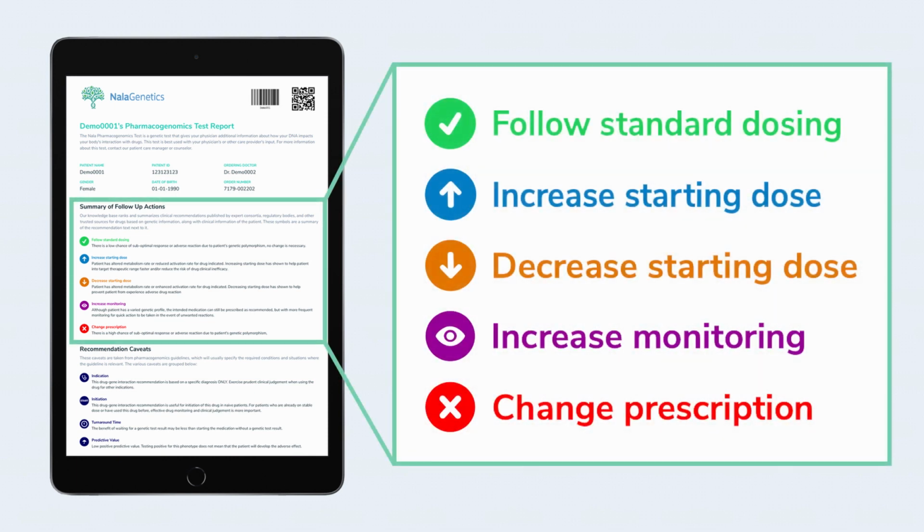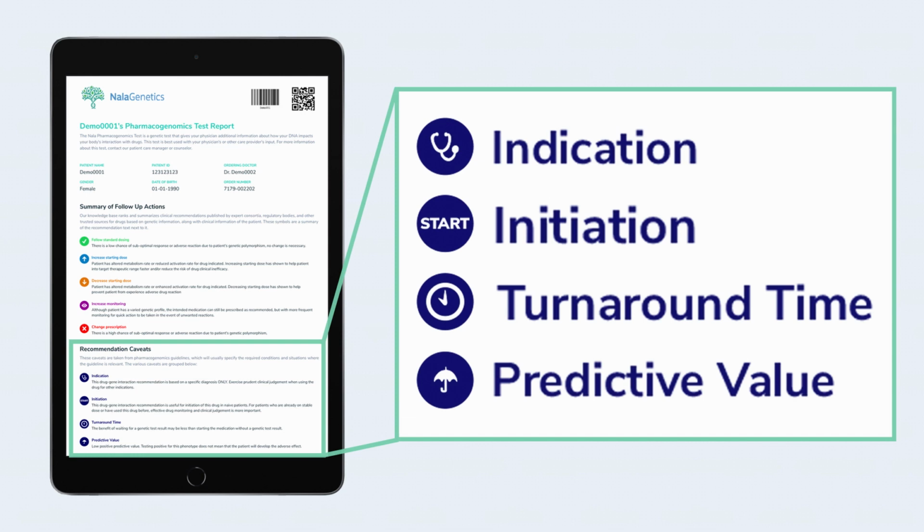Explain symbols of each follow-up action and the meaning of them. Follow standard dosing, increase starting dose, decrease starting dose, increase monitoring, and changing your prescription completely. Explain the meaning of recommendation caveats of how they are required conditions and situations where the guideline is relevant, and explain each of their symbols.